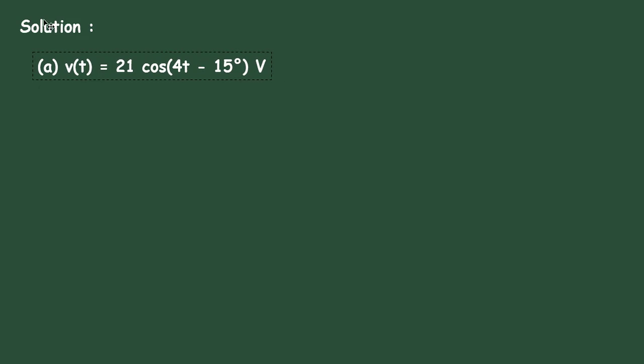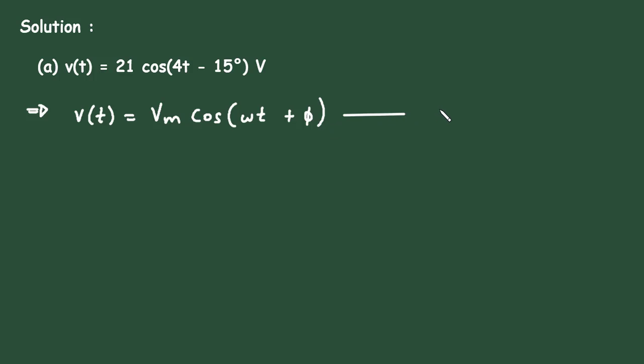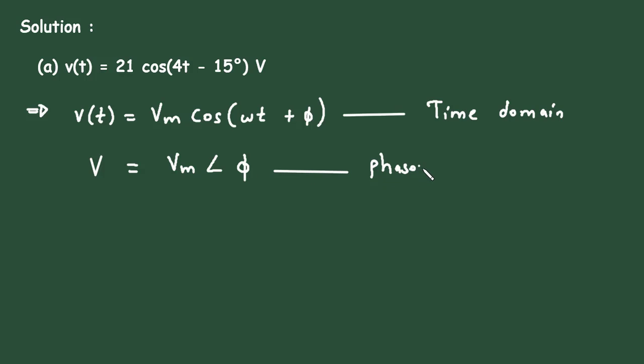Solution: we will compare this with the standard equation. The standard equation is given by v(t) = Vm cos(omega t + phi). This is the sinusoidal form, or we can say it is in time domain. And in phasor domain it is given as V = Vm at an angle phi. This is called phasor domain.